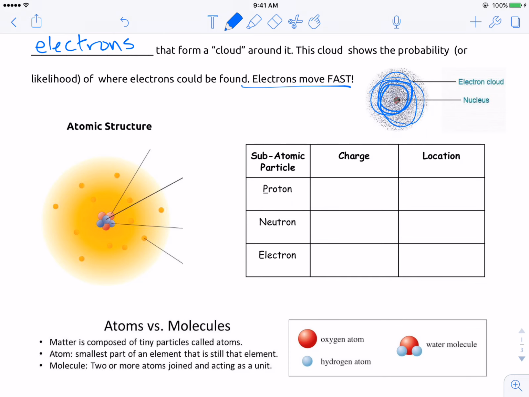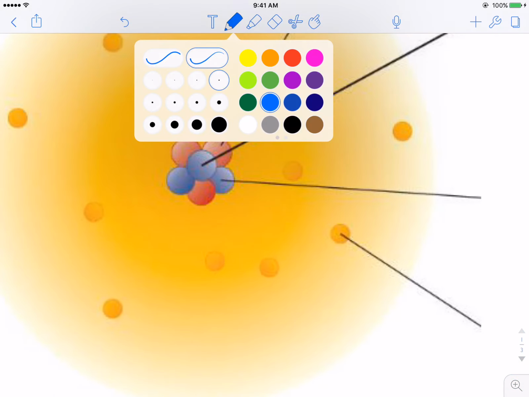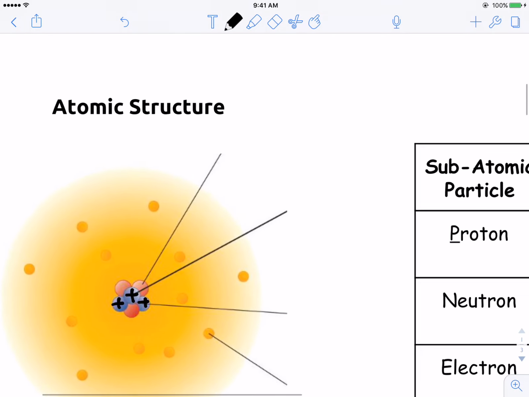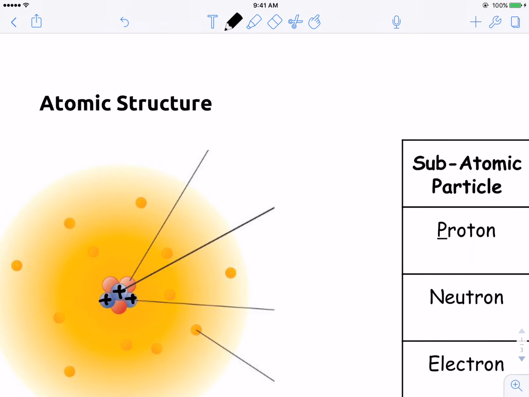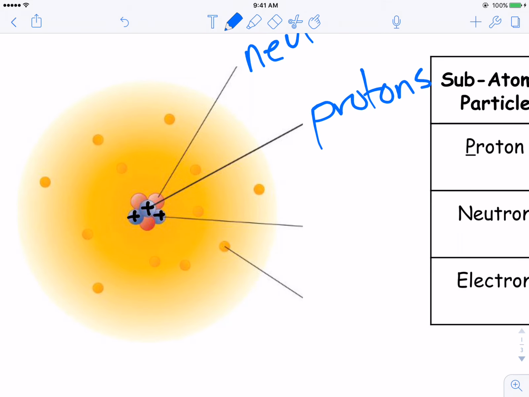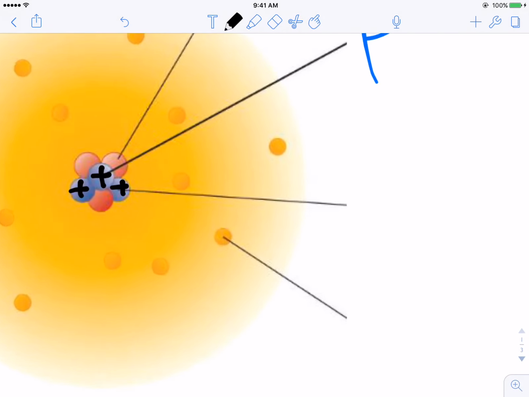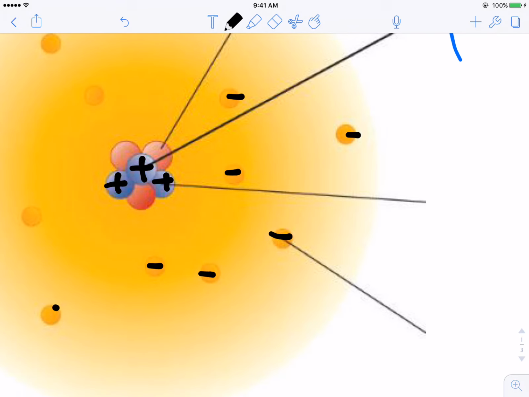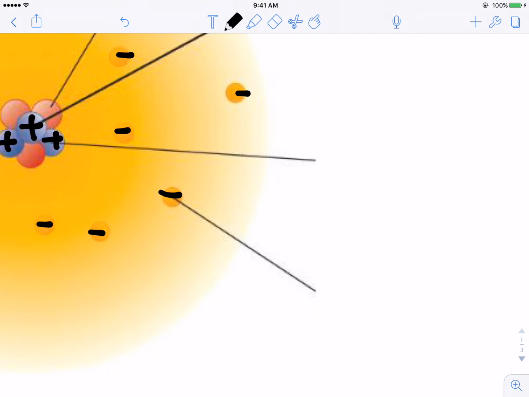So in terms of our atomic structure, what we have in the center in our nucleus, we're going to label these purple subatomic particles with a positive charge, and those are protons. The subatomic particles that are red and are neutral are called neutrons. And these yellow particles that have a negative charge, these are the electrons that form a cloud around the nucleus.